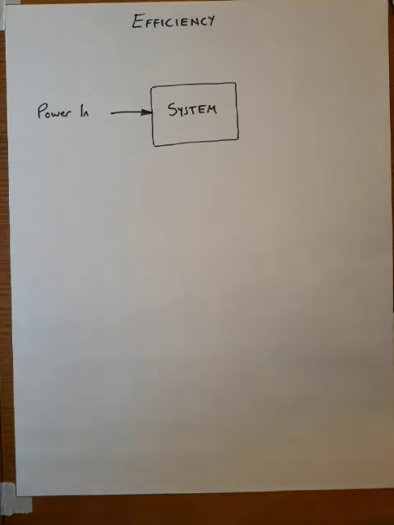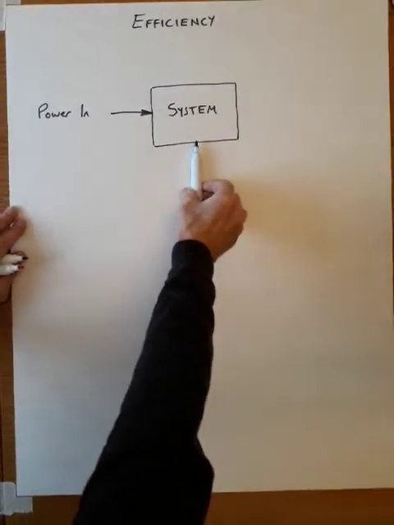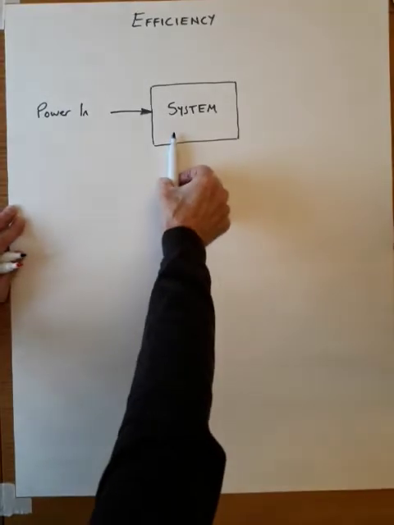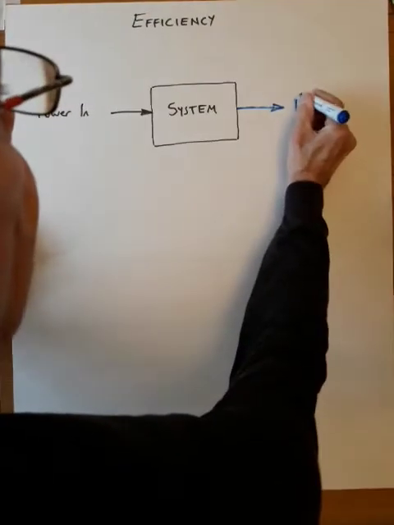Efficiency tells us how useful something is or how effective something is. And in simple terms, nothing is 100% efficient. If we have a look at this simple system, which I've begun to draw, we put power into it. We expect to get power out.